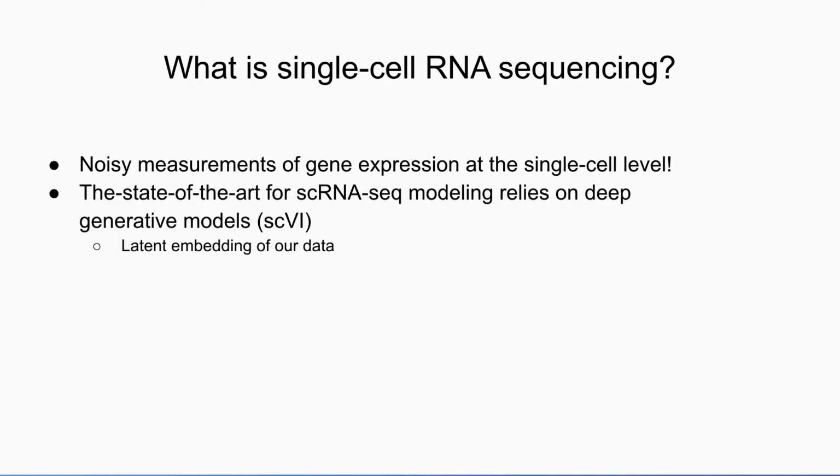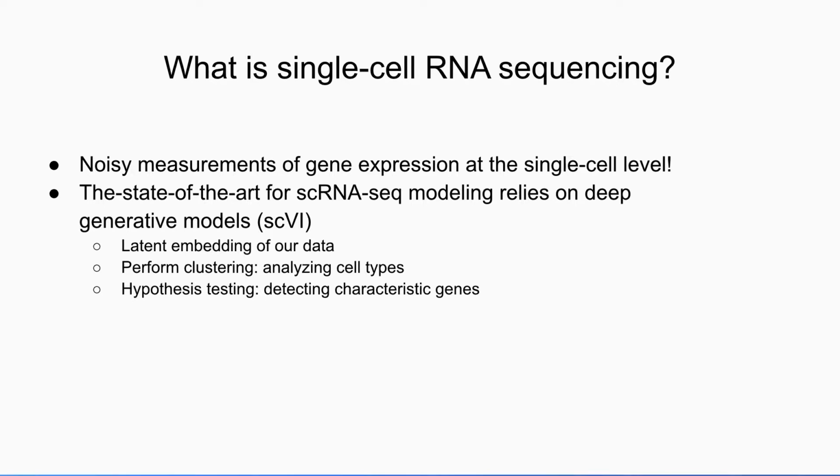And this, the state-of-the-art for single-cell RNA sequencing modeling actually relies on deep generative models. So for instance, the single-cell variational inference framework that we'll use in the rest of the experiments. And what they do is that you get a latent embedding of the data. You use that latent embedding to perform clustering. So in our case, clustering, classification corresponds to finding out cell types. And then you also use it to do hypothesis testing, which is detecting characteristic genes.